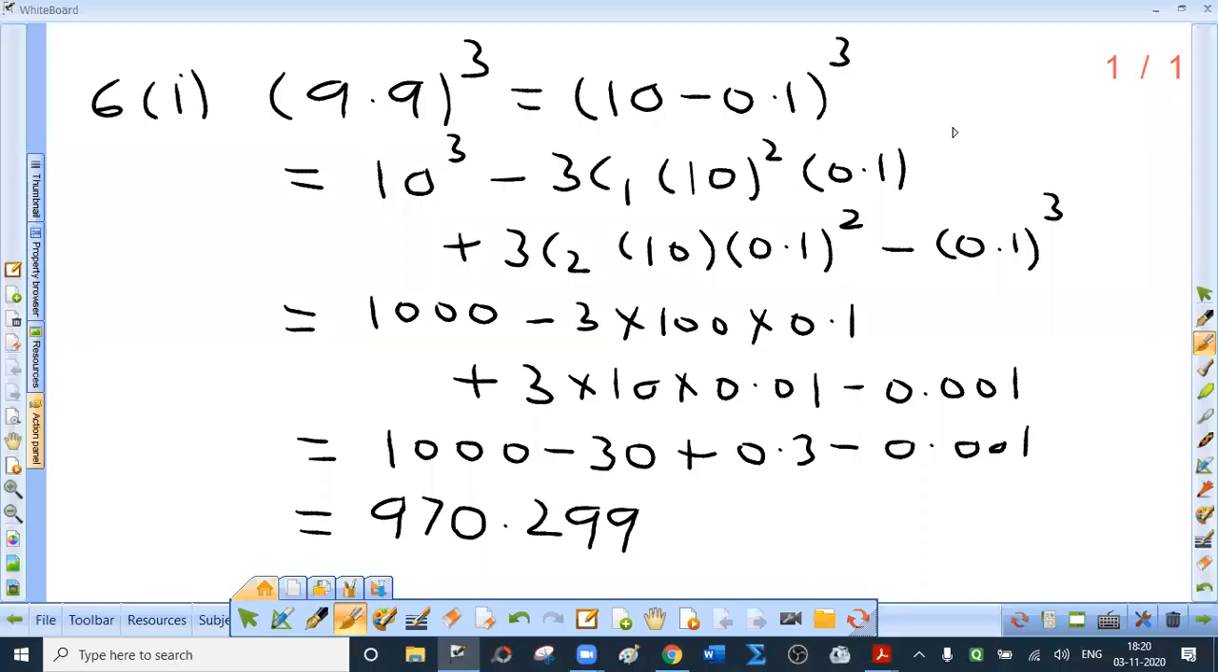Sum number 6. Using binomial theorem, find the value of 9.9 cube. Actually, you may say, sir, can we write this as 9 plus 0.9 cube, because cube of 9 can be obtained easily. Yes, but it is better we write 9.9 as 10 minus 0.1, because if you are asked to find 9.9 raised to 6, then 9 raised to 6 cannot be obtained easily. 10 raised to 6 can be written easily. That is why. Use binomial theorem, substitute the values. So 970.299 is the cube of 9.9.